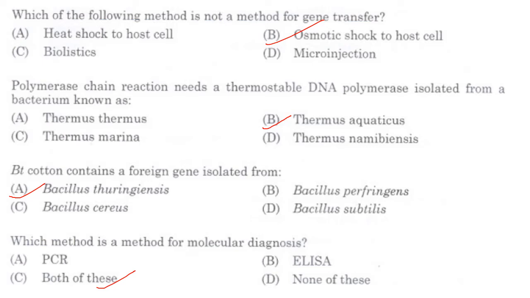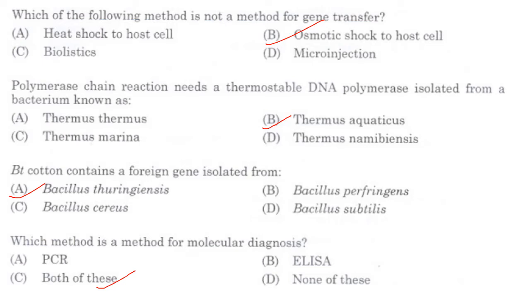Then polymerase chain reaction needs a thermostable DNA polymerase isolated from a bacterium known as the Taq polymerase. That is the one which is used in polymerase chain reaction as DNA polymerase, and it is isolated from the bacterium Thermus aquaticus. Answer is option B. Bt cotton contains a foreign gene, the Bt gene, which was isolated from Bacillus thuringiensis. Answer is option A. Which method is a method for molecular diagnosis?